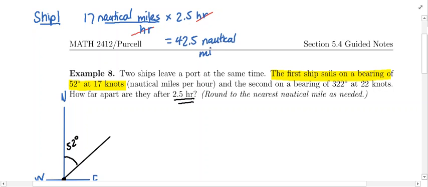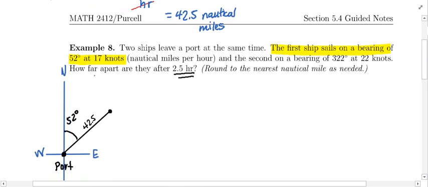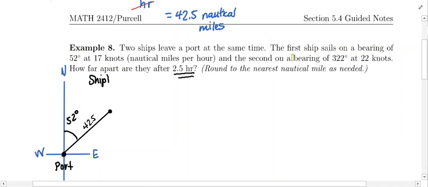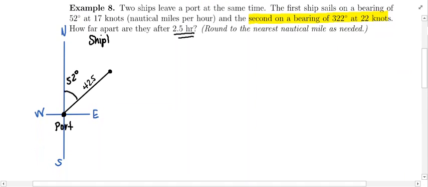So that is a distance, and we can go ahead and label it in the picture. This is going to be a distance of 42.5 nautical miles. After 2.5 hours, this is where ship 1 ends. I'll even write this in black, this is ship 1. I'll use a different color for ship 2. Remember, ship 2 is leaving from the same port. So let's get the information about ship 2. It is going on a bearing of 322 degrees from the port, and it's traveling at 22 knots. Again, this second ship is leaving from the same port.